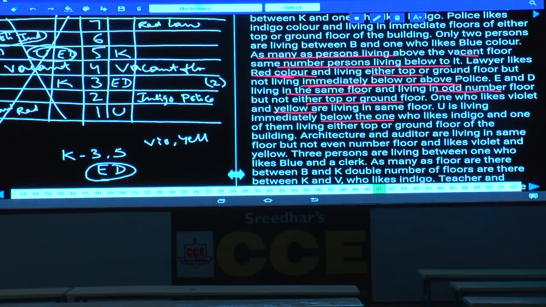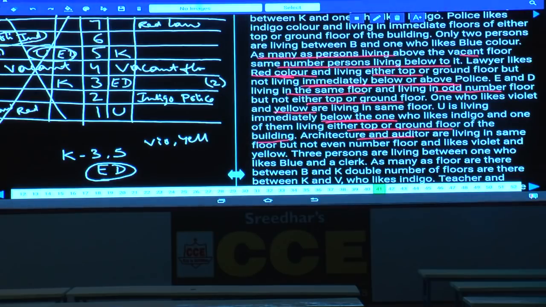Now we are left with only one case, and U is below this one. U is living immediately below the one who likes indigo, and one of them means U and the one who likes indigo are on either top or ground floor. Then who is on the ground floor here? U is on the ground floor.